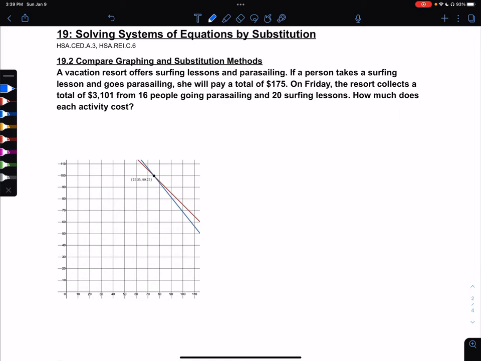Okay, so we're going to solve this using both graphing and substitution, but I've jumped ahead a little bit and I've already graphed it, really just to save time. The first thing we need to do is create our equations. Let's use x and y. Let x equal the surfing lessons. We always have to define our variables first, and let y equal the parasailing.